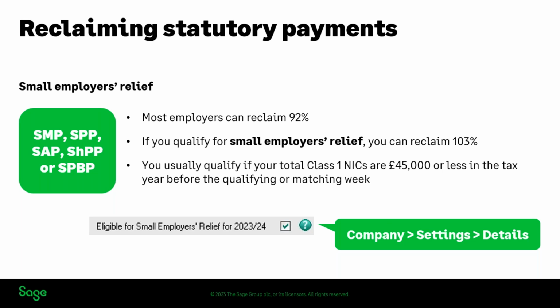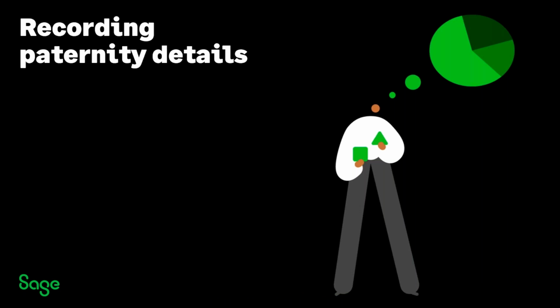So that's all I'm going to cover on the legislation side of things. What we will move on to next is recording paternity details. And I want to show you a couple of ways you can do this in your program and a handy report that you can run, which summarizes these details.